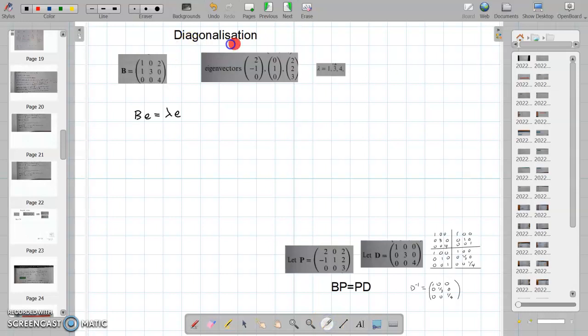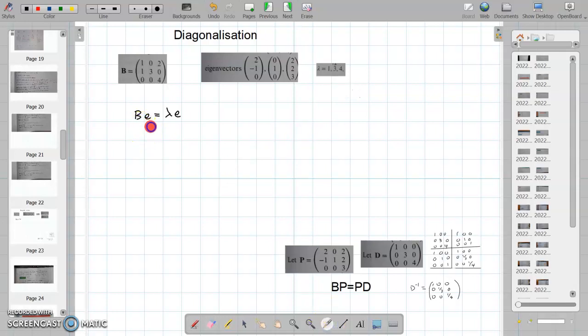Diagonalisation. This is very useful for powers. For example, we've got matrix B and we want to find out what B to the 12 is. You wouldn't want to multiply that out 12 times. It would take a long time. You could also use it to find the inverse. You'd only do that if they gave you the eigenvectors and the eigenvalues.